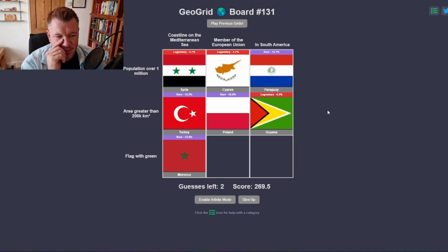Flag with green. It's a member of the European Union. Okay, so Lithuania, islands, obviously island. Bulgaria, Italy. Fuck. Portugal. Oh, Portugal. It's a lot of green in the Portuguese flag, though, but people remember that it's got a lot of green. Lithuania.